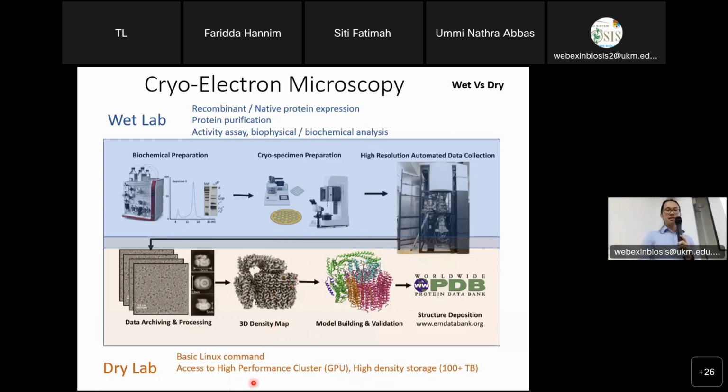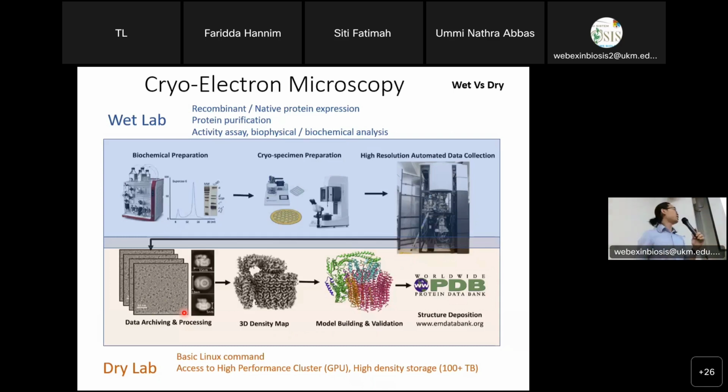And the next thing is you need to have access to a high performance cluster. The data collected from these machines is at minimum 1 terabyte, depending on your resolution. The higher your resolution, the higher the memory. Typically it's about 10 terabytes to 20 terabytes. That is excluding processing. Processing will normally generate another 20 terabytes.